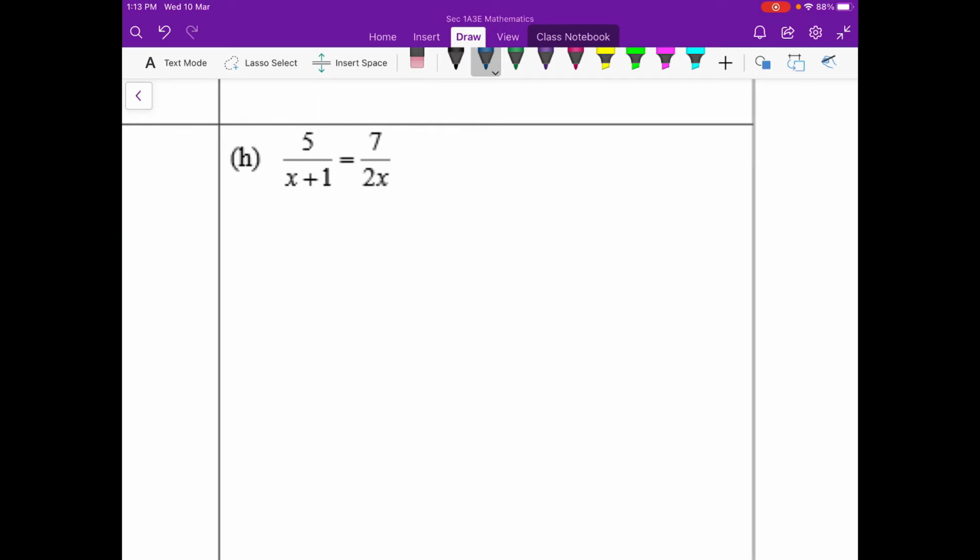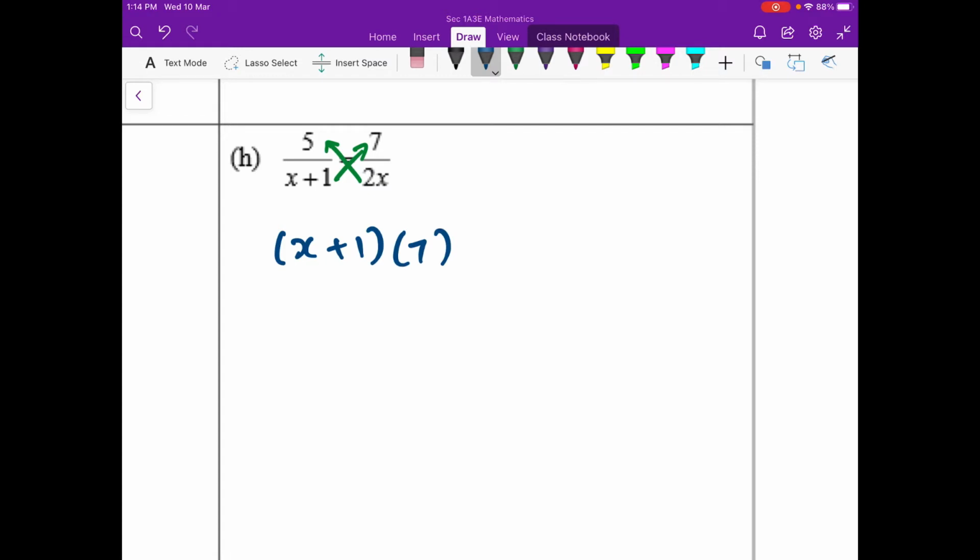Same thing. Every time you see a fraction equal to another fraction, draw arrows. And then, what is to be multiplied? Just follow the instructions of an arrow. Everything in the denominator multiplied by the numerator. So x plus 1 multiplied by 7.